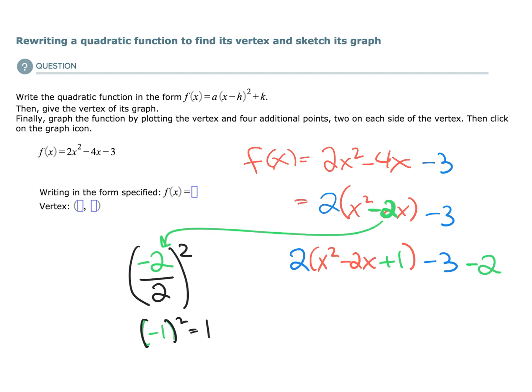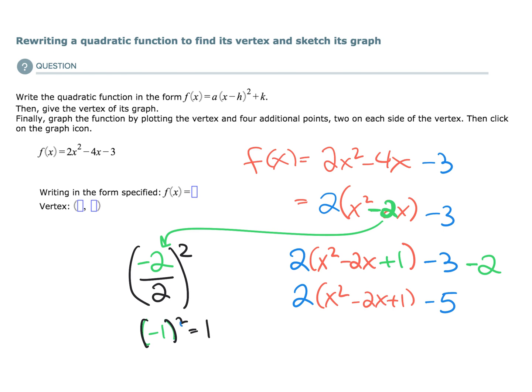So let me just simplify a little bit, and then we'll talk about this perfect square. And then minus 3 minus 2 is going to give me minus 5. Okay, so I told you this little calculation over here, that this 1 was kind of our magic number that I could add right here, and that would make this a perfect square. How do I know what the perfect square is?